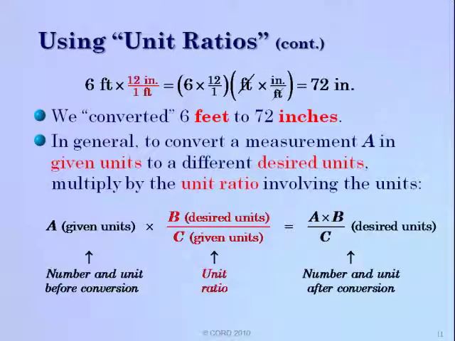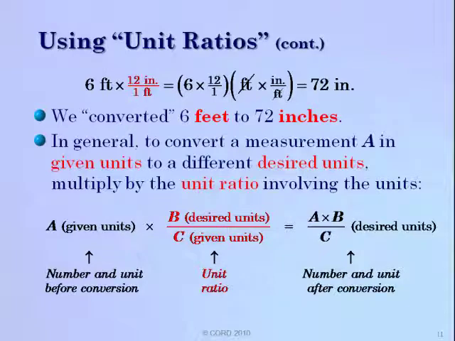So in general, we can convert a measurement, say a measurement A, in some given units to a different unit by multiplying by a conveniently chosen unit ratio. Now, how do we choose that unit ratio? The numerator will be the desired unit we are trying to achieve, and the denominator will be the given unit that we started with. So we start with a number and the unit before the conversion, multiply it by a unit ratio that we form, and the result will be the value and the desired units.